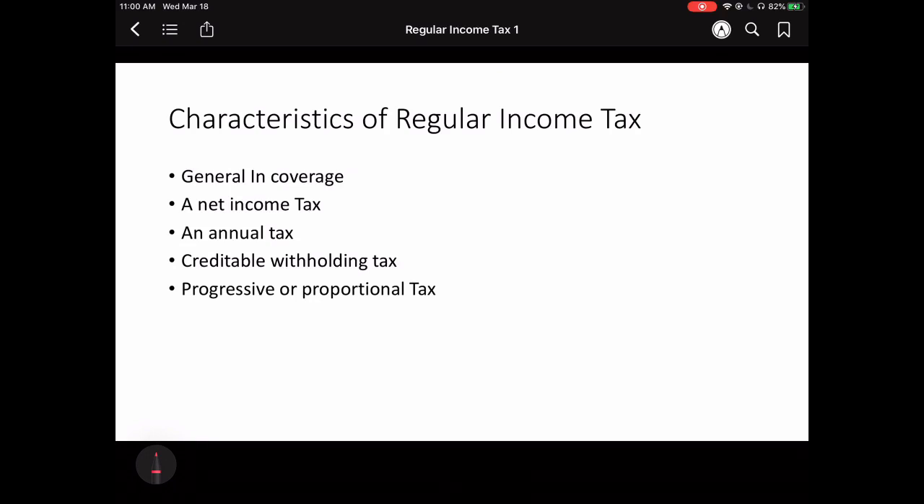And then, creditable withholding tax because, for example, if you are a resident citizen and you go abroad and earn income abroad, of course you are subject to income within and without. So if you pay taxes in that certain country already, then once you go back to the Philippines and file an ITR, the tax you paid from that country can be credited as creditable withholding tax. And progressive or proportional tax in the sense that our taxing policy in the Philippines is progressive, meaning the more income you earn, the more tax you are going to pay to the government.